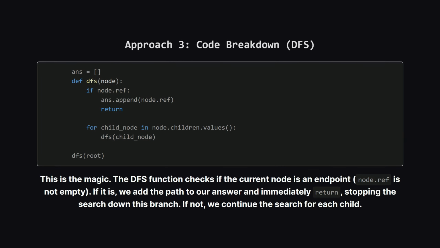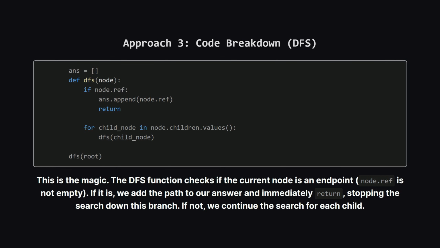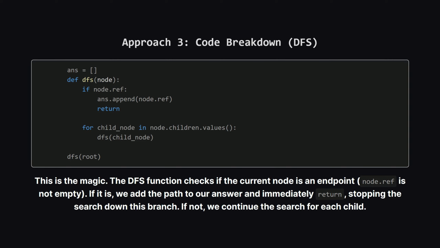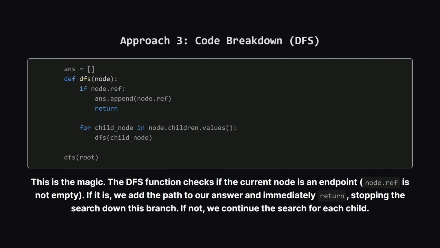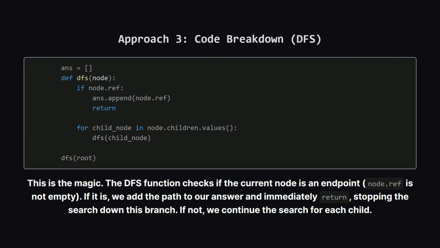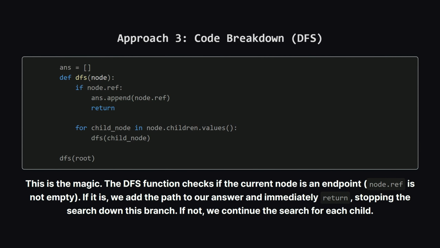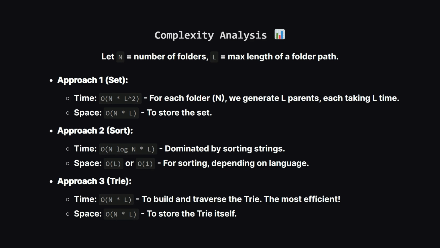Finally, the search. We use a simple depth-first search. The function checks the current node. If its ref field has a path in it, we've found a root folder. We add it to our answers, and, crucially, we return. We don't explore any deeper. If the ref is empty, it means this is just an intermediate directory, so we continue the DFS on all of its children.